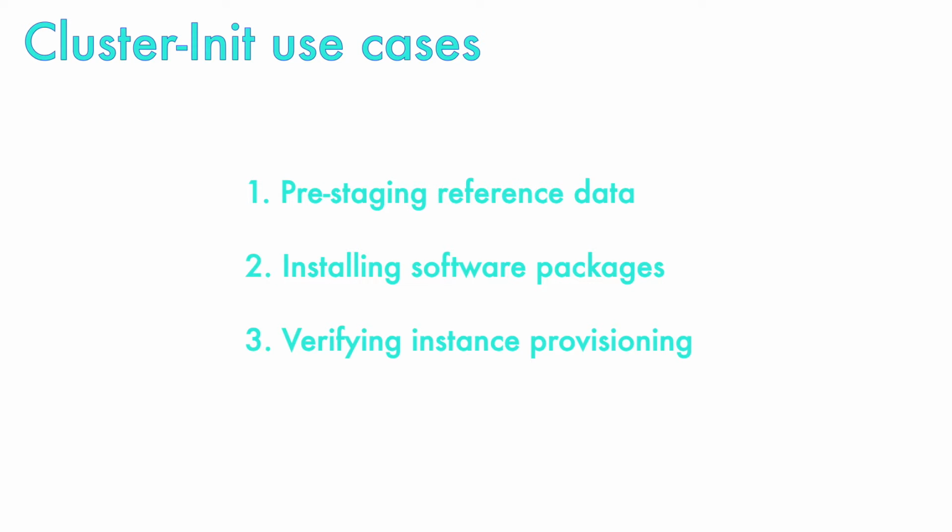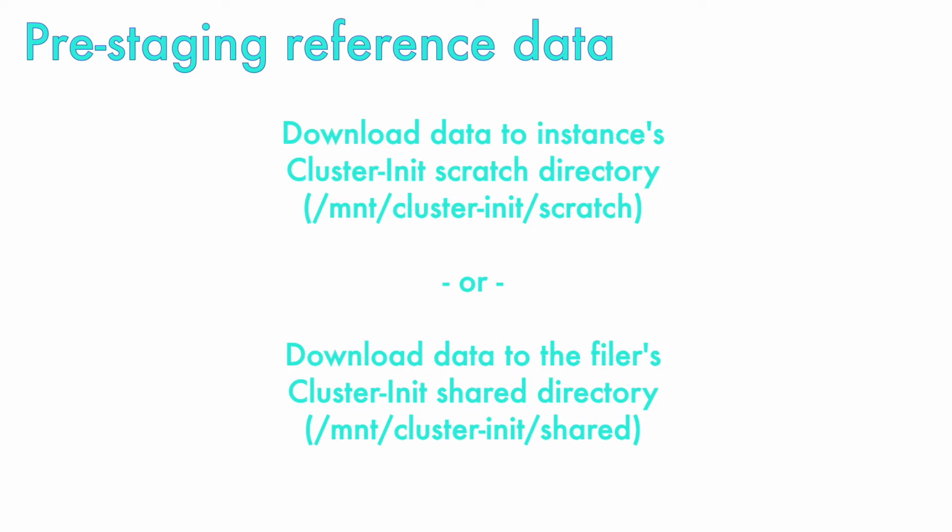Now that we've shown how cluster-init works, we'll go into more detail on the use cases mentioned earlier. The first use case is pre-staging reference data or executables that your jobs will use. This requires putting the necessary files in the Scratch or Shared cluster-init directory. Your job could reference, for example, mount cluster-init scratch myinput.dat. Alternately, you could have a script in the executables directory that copies the files to a different location on disk.